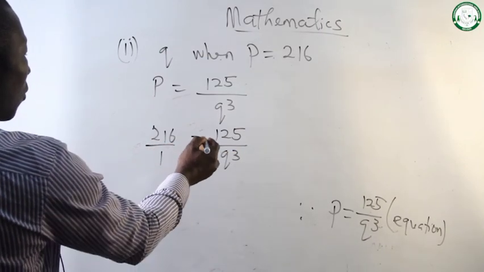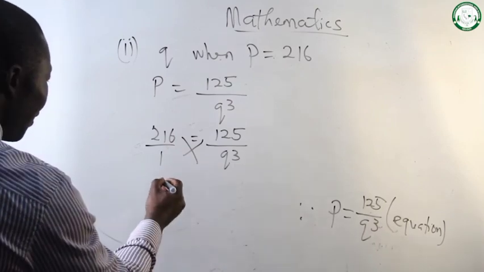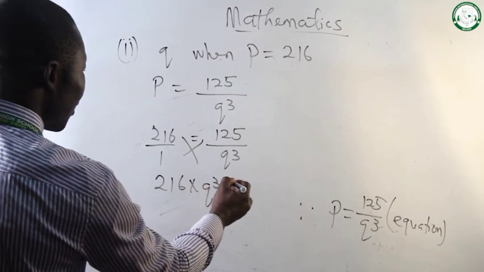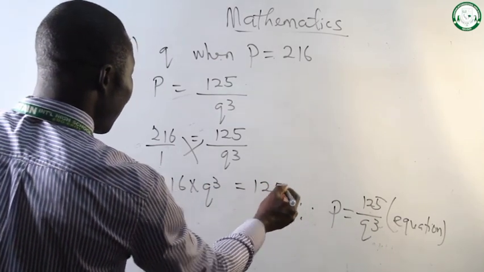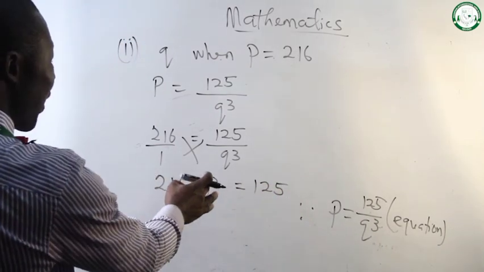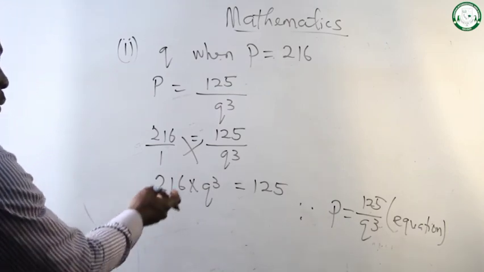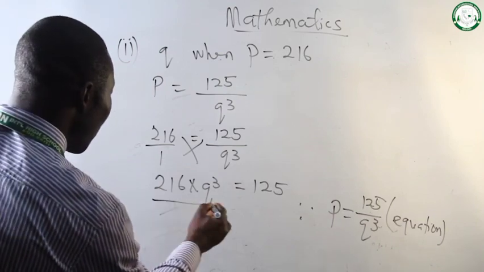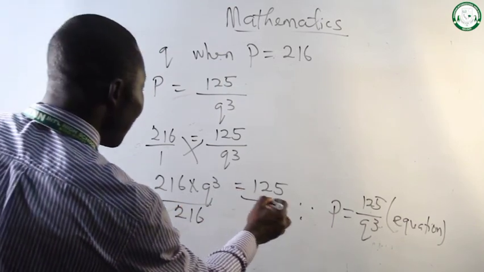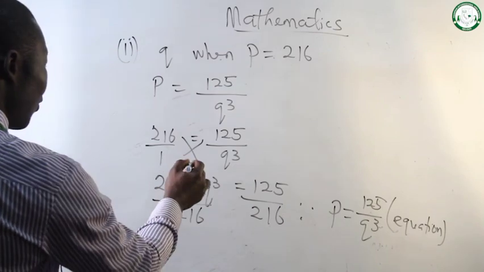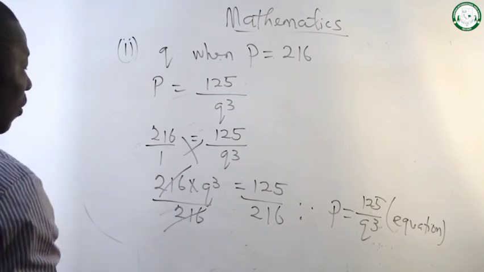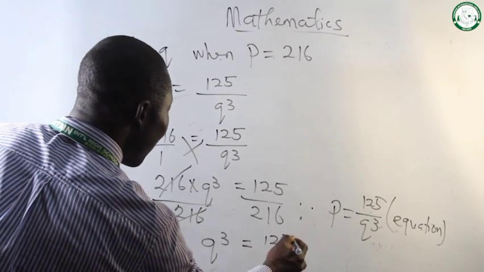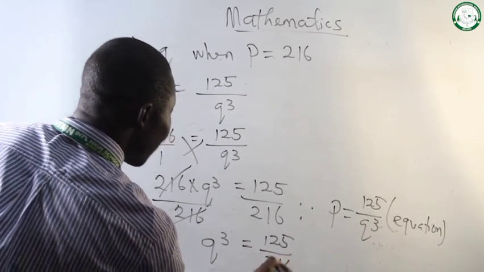On this note, we also cross multiply. We have 216 multiplied by q raised to the power 3 equal to 125. The coefficient of q raised to the power 3 here is 216, so we divide both sides by 216. 216 divided by 216 is 1, so that goes. We are now left with q raised to the power 3 equal to 125 over 216.